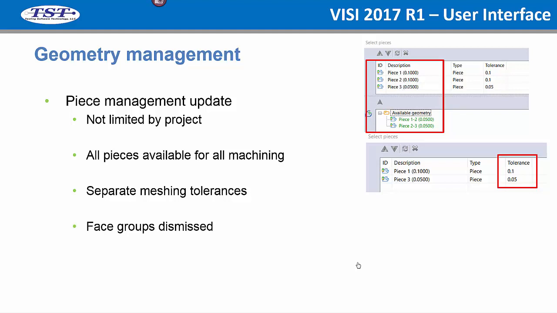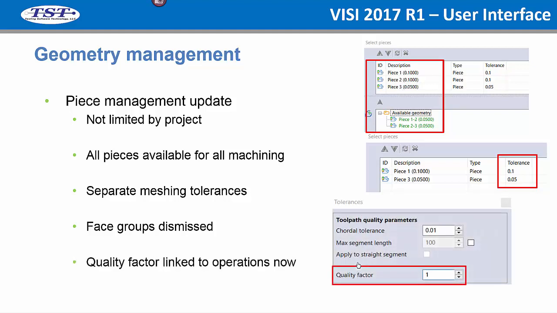The face groups has been dismissed. Now we still have face lists, and we can machine to them in certain operations and whatnot. But the whole idea of a face group having to be defined and then having a face list has been dismissed. It's now just a set of faces or face list separately. So also the quality factor is linked to the operation now. So adjusting that quality factor is going to affect the tolerance and the cordial, or the tolerance on that part. And the quality factor is going to scale that up, create more points, and scale it back down and compute the toolpath.